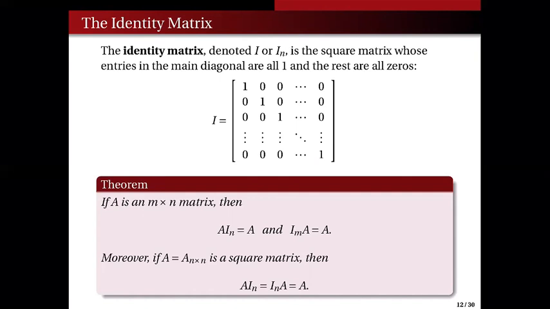Take note that the multiplication makes sense because your A is m by n and your I_n is n by n, so if you multiply them, you should get m by n. On the other side, your I_m is m by m and your A is m by n, so if you multiply them, you should also get m by n.